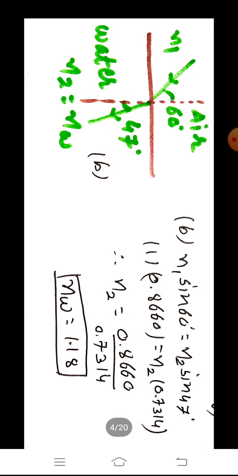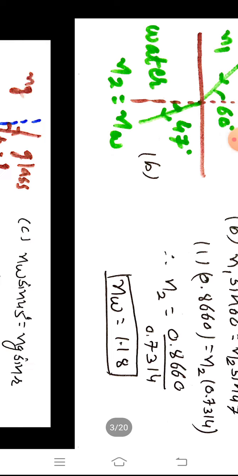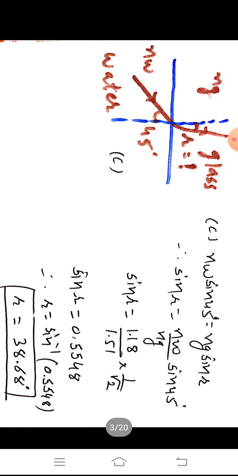Now for the second figure, there is an interface of air water. Here consider eta 2 as a eta w. Using same Snell's law, we can get eta w is equal to 1.18. The both will be used for the third diagram, where there is an interface of water and glass. For water, angle of incidence given. For glass, angle of refraction has to be calculated. Then once again use the Snell's law.